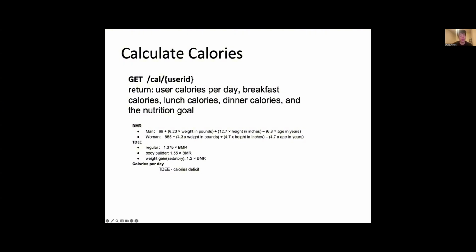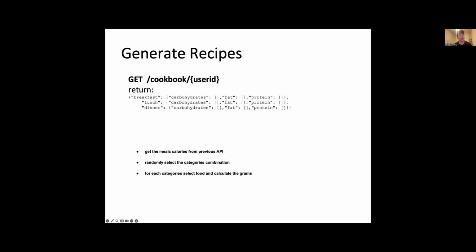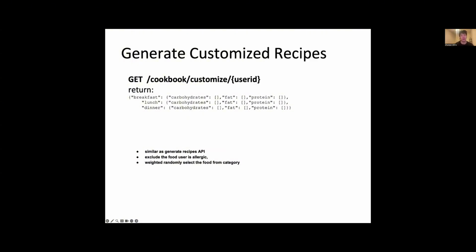And here is the equation. The generate recipe API generates the meal plan for a day. It randomly selects the calorie combination, and for each category selects food and calculates the grams the user should eat. The calories come from the previous calculate API. And the customized recipe excludes the foods the user is allergic to and randomly selects foods, weighted by the categories based on the user preference. And next person will show the demo.